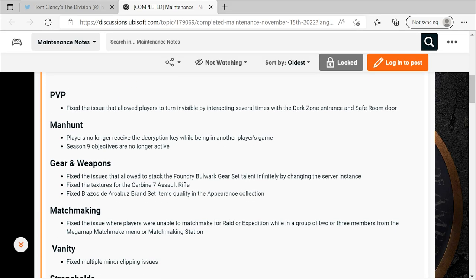The first one, for PvP, is that they fixed the issue that allowed players to turn invisible by interacting with the different doors and whatnot. Super glad that's fixed. That was a big one. I'll skip down quick. They've also fixed the issue with Foundry Bulwark granting invincibility. So both the invisibility and the invincibility glitches in the DZ and PvP have been fixed. Very, very glad about that.